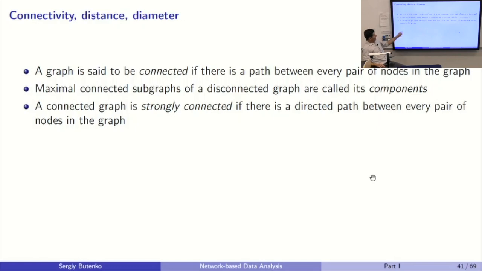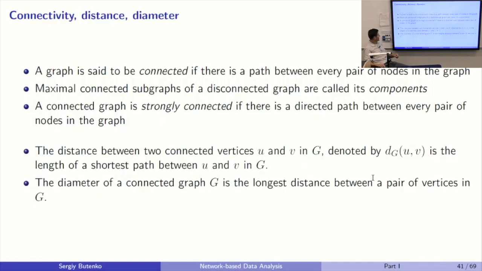So then we call a connected graph strongly connected. This is for the directed case, if there are directed paths between any pair of nodes in the graph. So let's say you have a path from I to J, which is directed, and then you have a path from J to I, which is also directed. Then you call it strongly connected. And then the distance between two connected vertices is the length of the shortest path between these vertices in G, naturally, right? So in the directed graph, you have at least one path between any pair of nodes, and to determine the distance between the nodes, you find the shortest path.